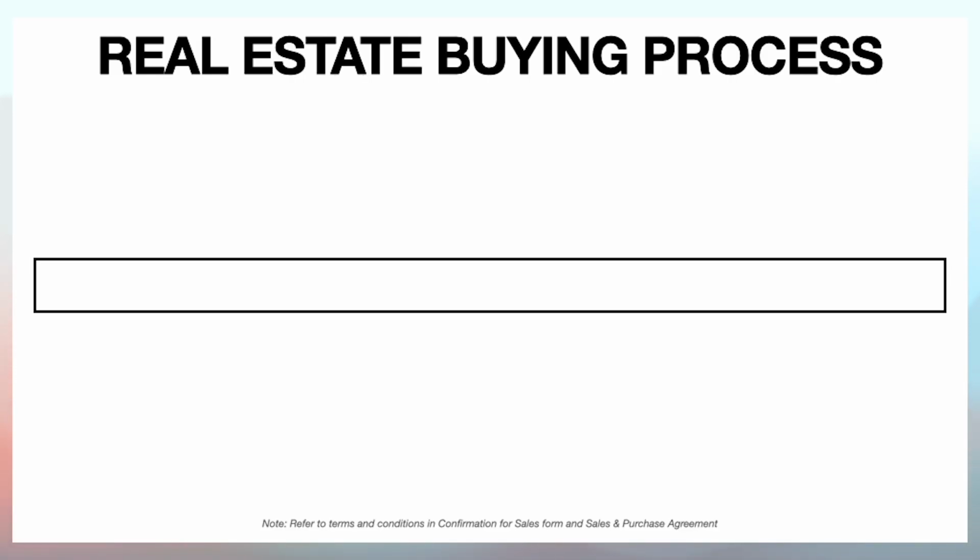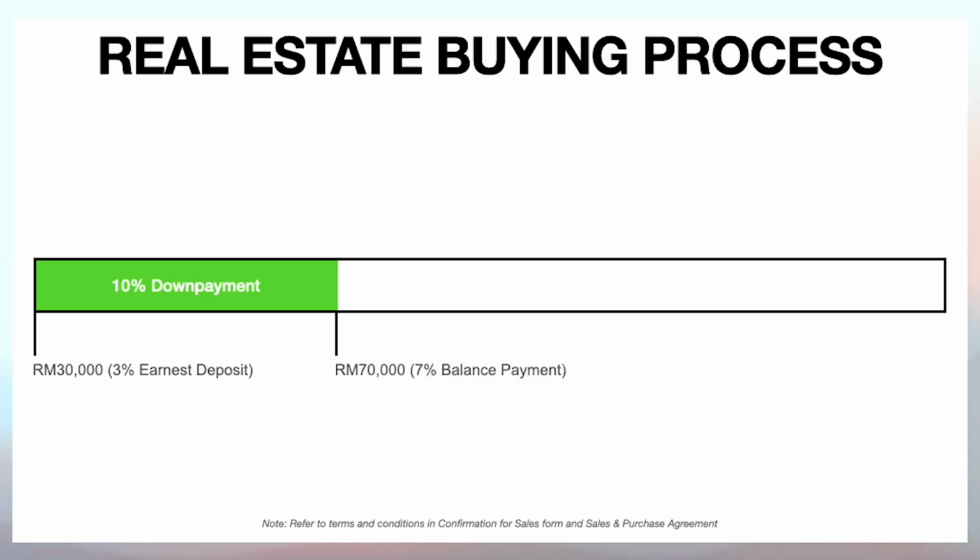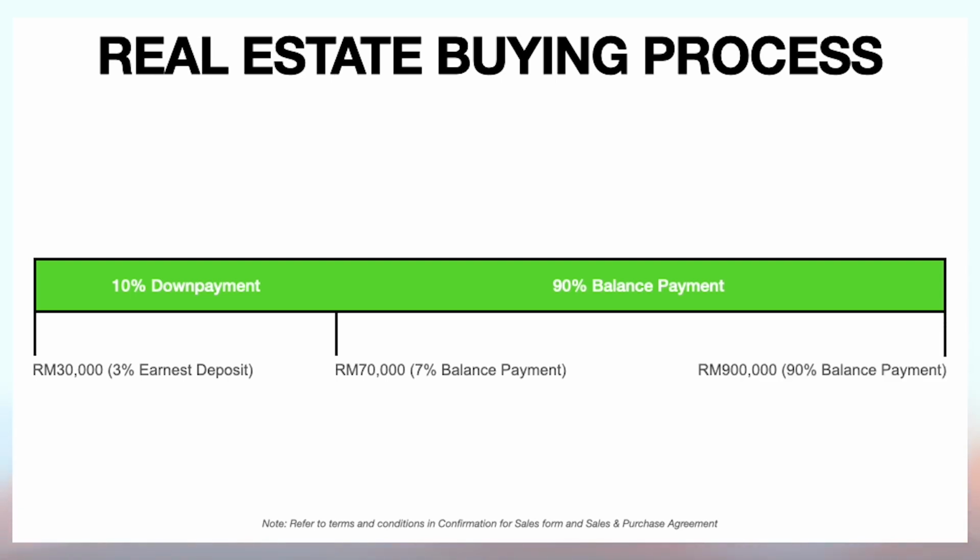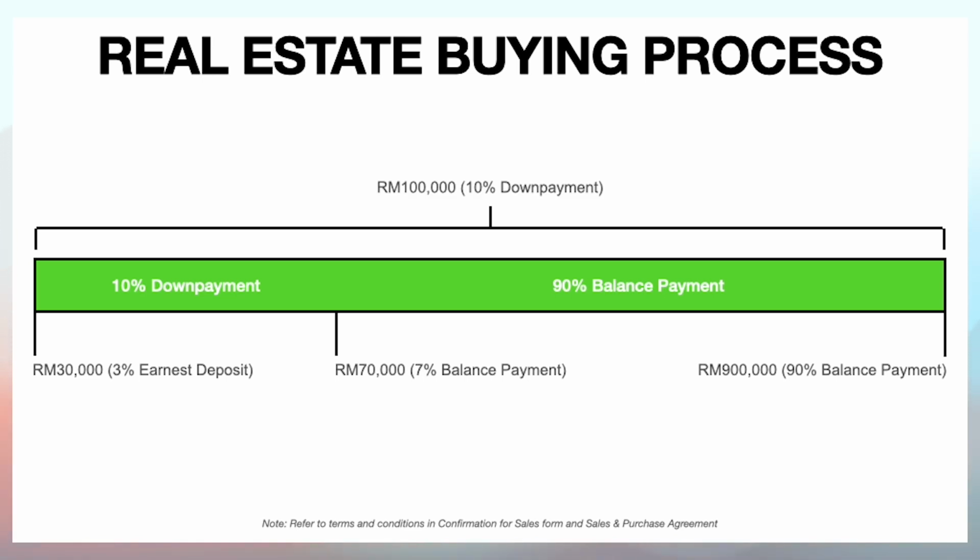And going back to the 1 million purchase price, in the beginning here we will have the 30,000 earnest deposit, which is 3%, which here makes up the 10% down payment. And when you sign the SPA, you have to pay the balance 7%, which is 70,000. So 30 plus 70 makes the 100,000 or 10% down payment. And then the 90% balance payment from the bank if you are taking a 90% bank loan. So this amounts to 900,000. So all in all, we have here the 100,000, which is 10% down payment, and 900,000, which is 90% balance payment, which makes up the 1 million purchase price.